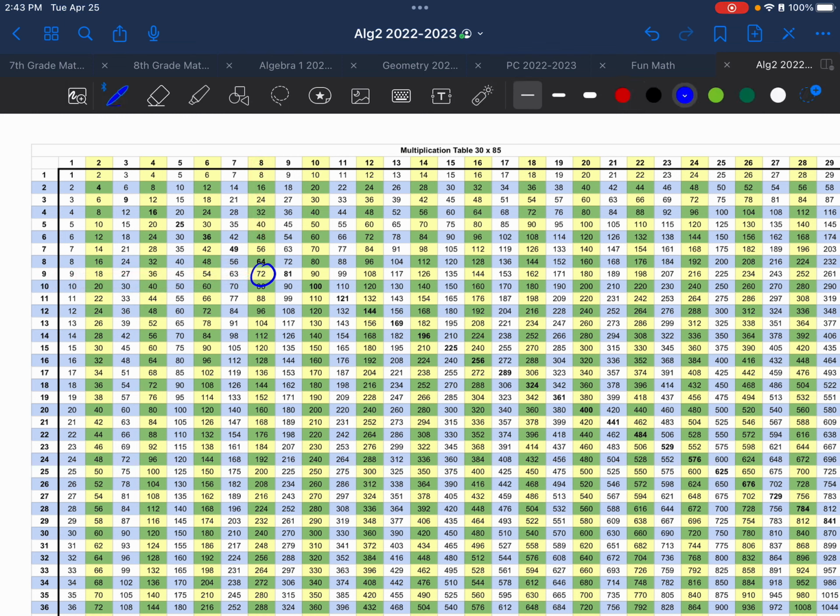But maybe you're looking around, and you're like, oh, there were a bunch of other 72s. There was that 72, there was that 72, there was that 72. There's a bunch of different 72s. I just got lucky in the first one. And this is the correct one. It is 8 and 9.